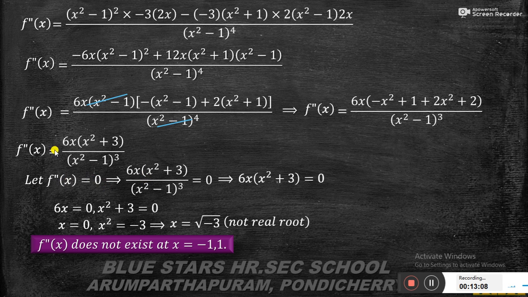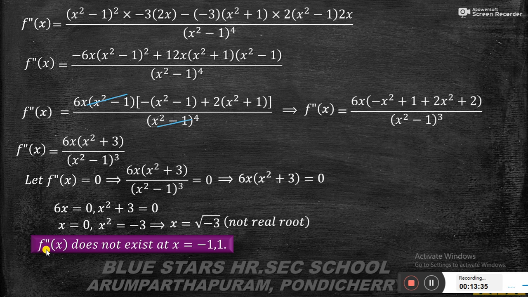So I write f double dash equals 6x into (x square plus 3) by (x square minus 1) whole cube equal to 0. For the next step, I multiply the denominator into 0, so 6x into (x square plus 3). Here there are two factors, 6x and x square plus 3, so 6x equal to 0 and x square plus 3 equal to 0. So x equal to 0 and x square equal to minus 3. Therefore x equal to square root of minus 3, which is not real.